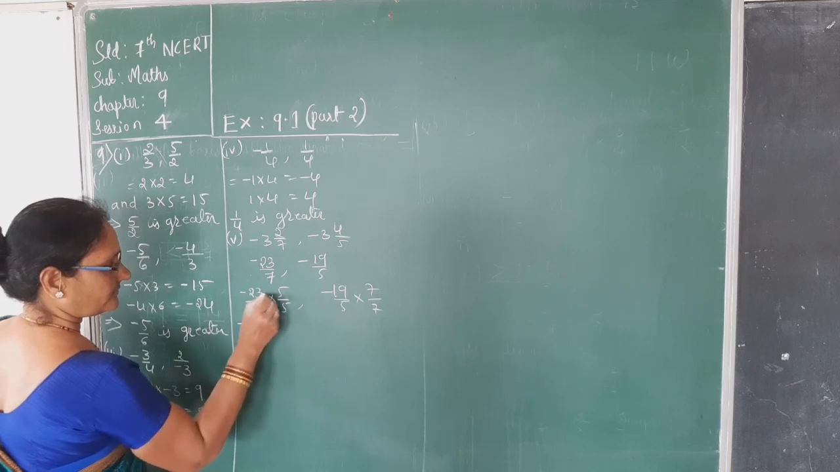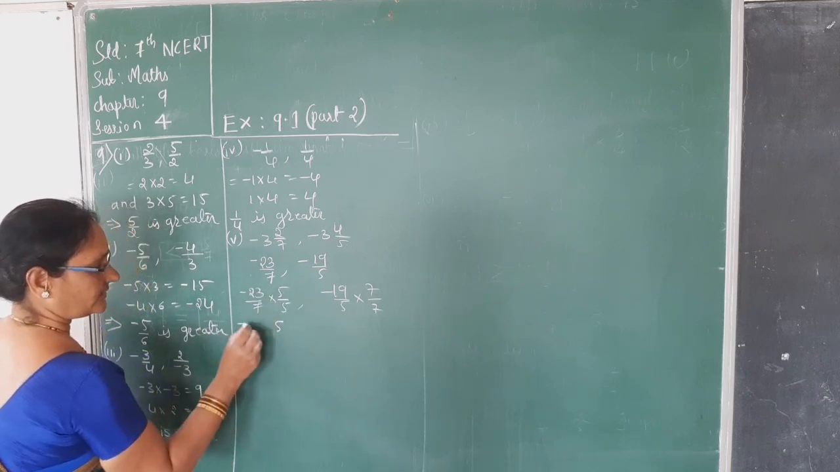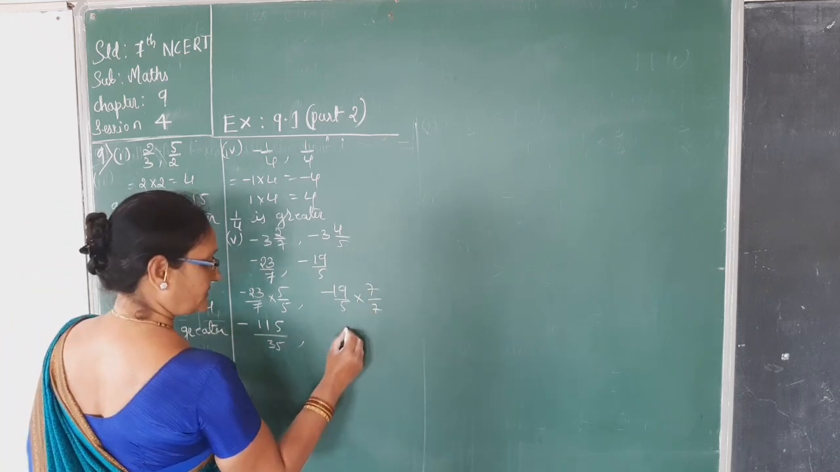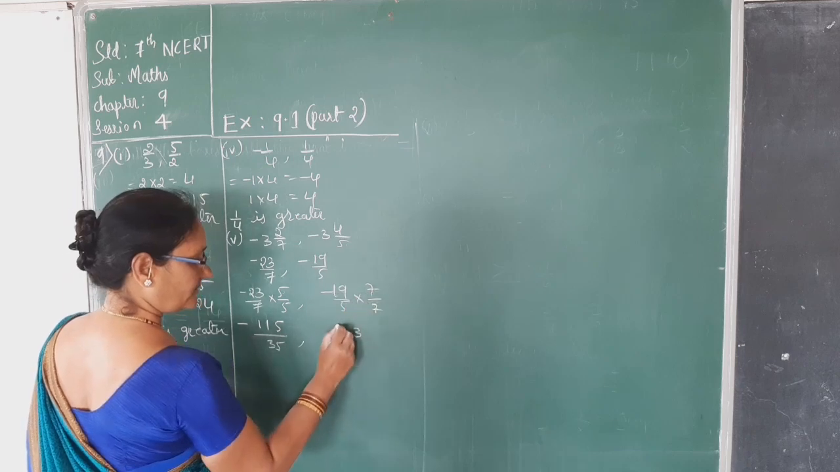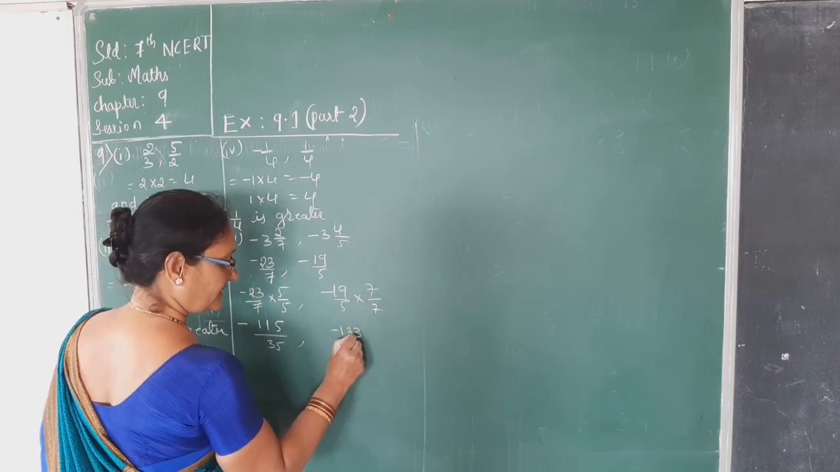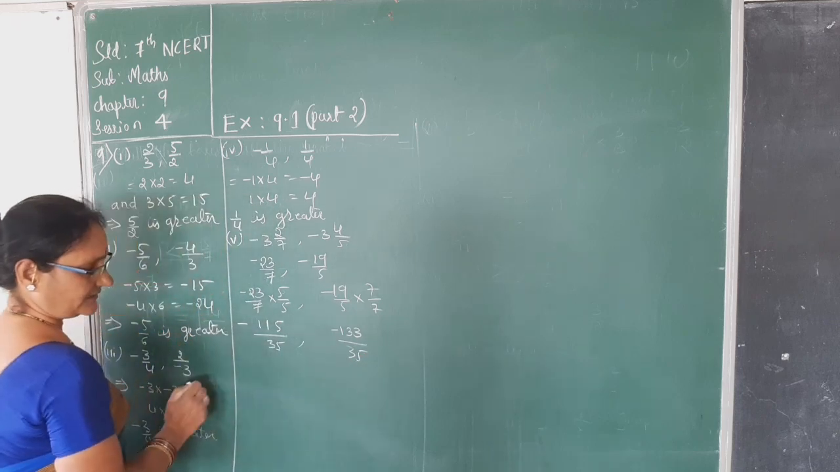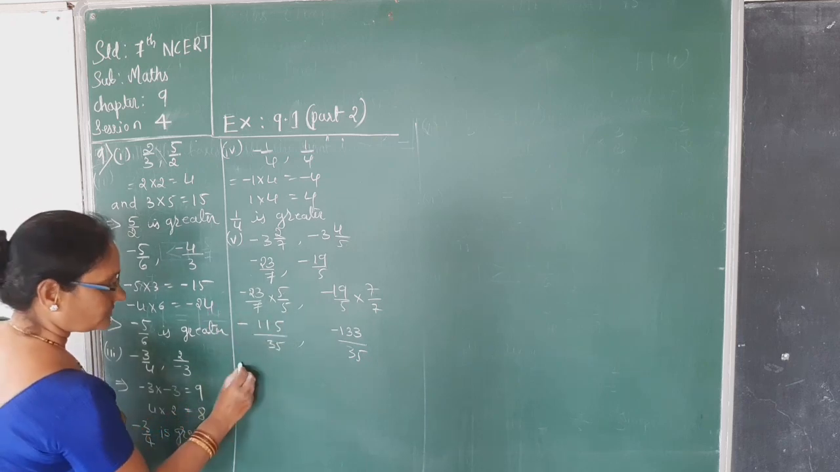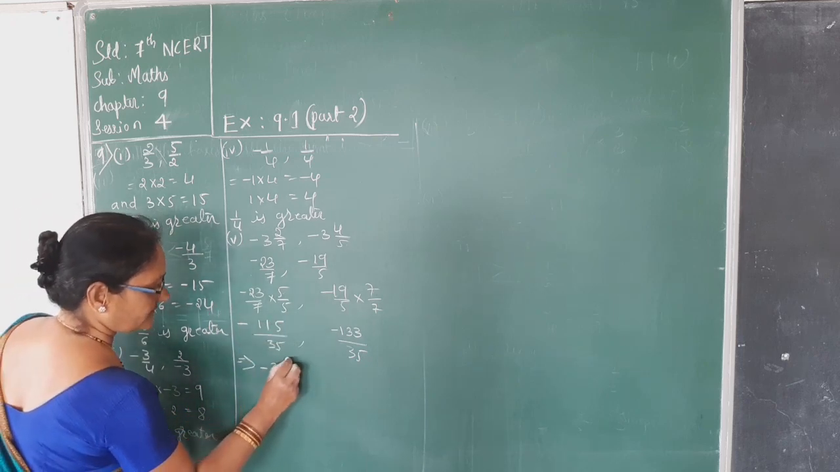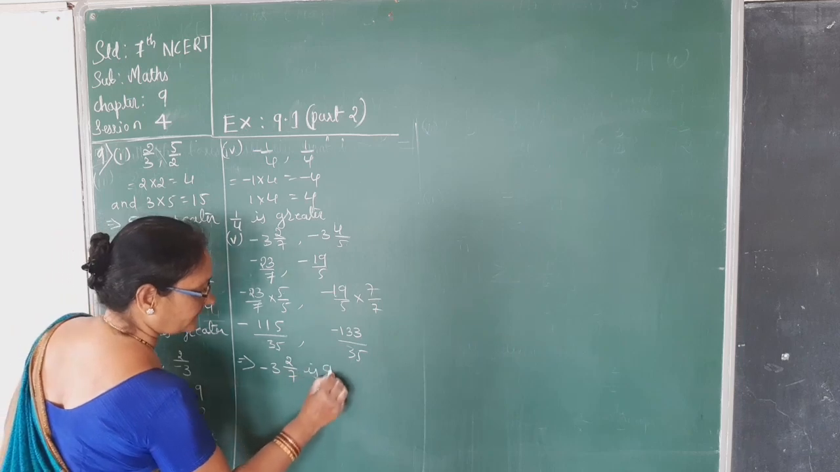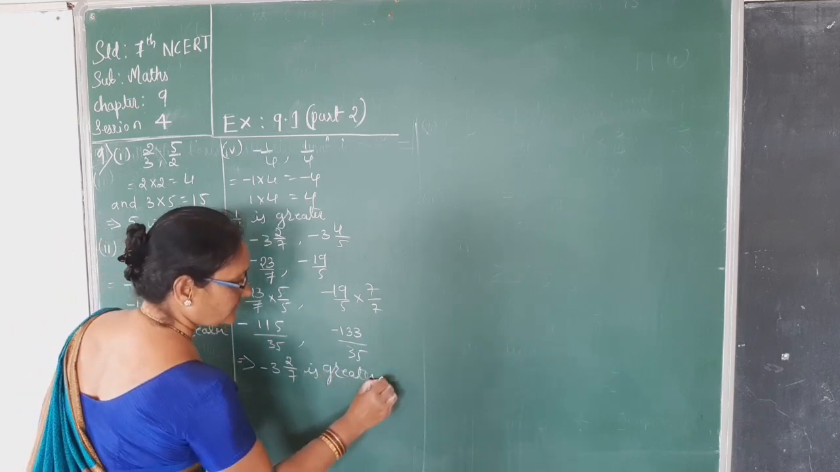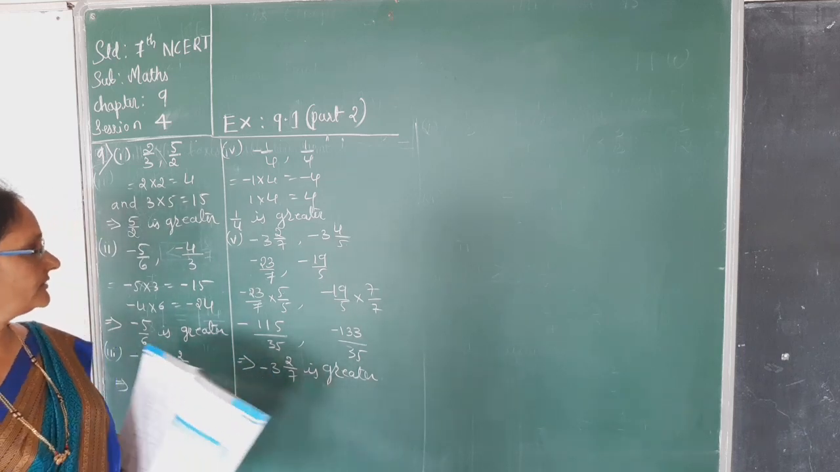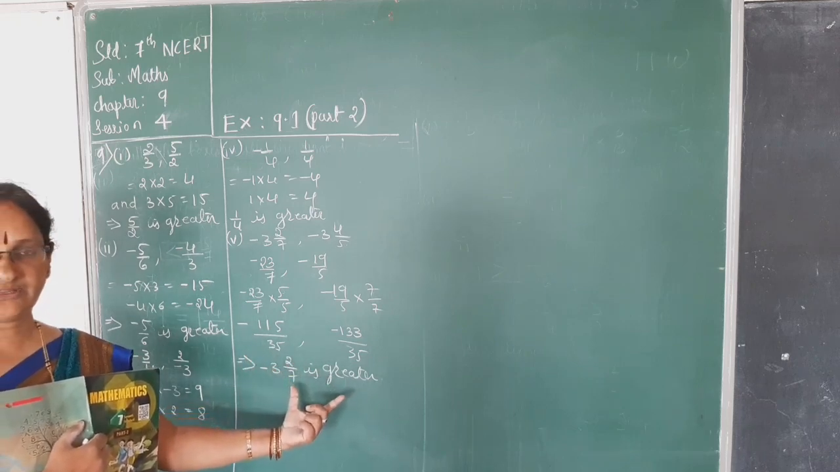See here, 5 3s are 15, carrying 1, 5 2s are 10 plus 1, minus 115 by 35, and this is 63, carrying 6, minus 133 by 35. In this, which is greater? This is greater, because minus 115 is smaller in magnitude, no? That will be the greater. So this implies that minus 3 integer 2 by 7 is greater. So some big numbers can be done like this without any hesitation, or with taking the LCM we can find out like this.